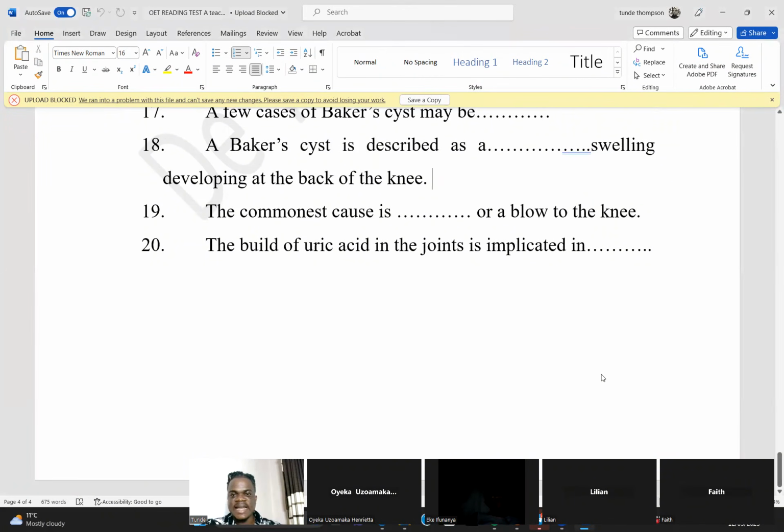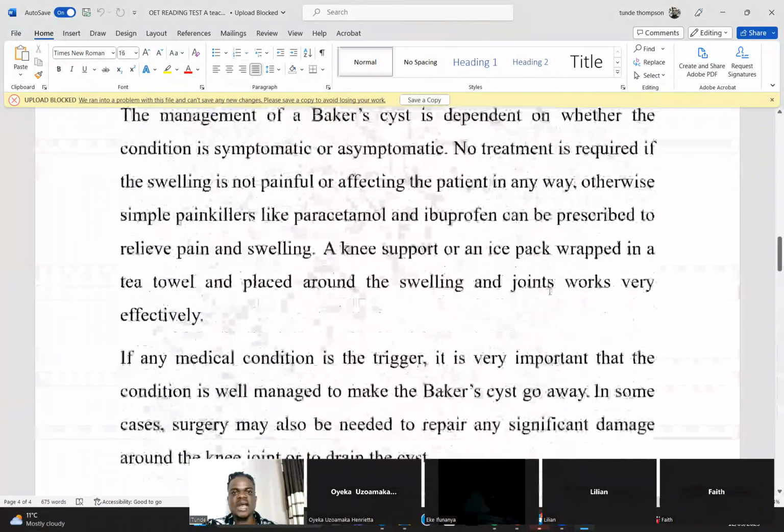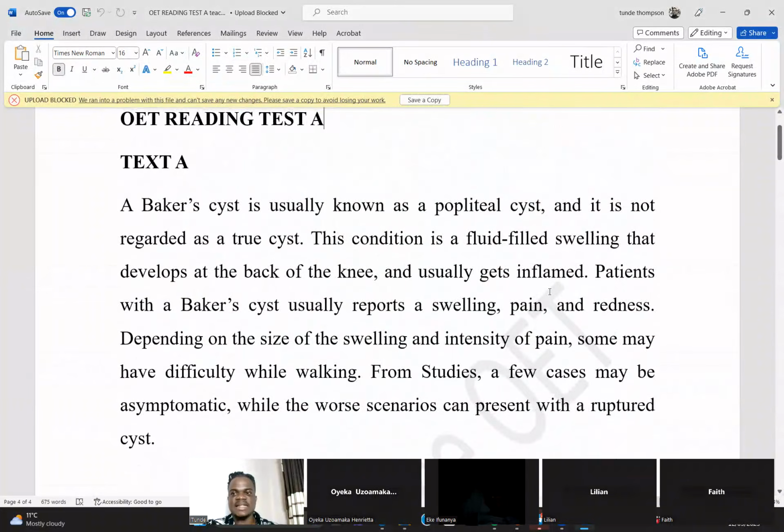Okay, now let's look at this text. On the exam day, this text will be given to you. How do you approach your text on the exam day?